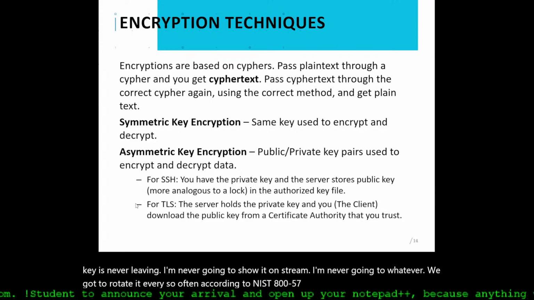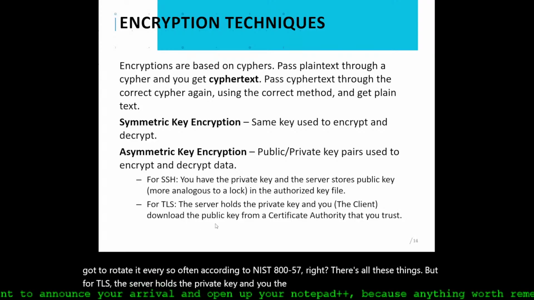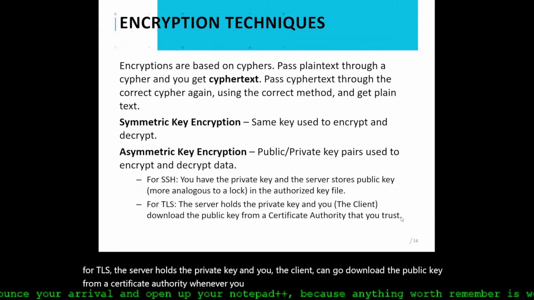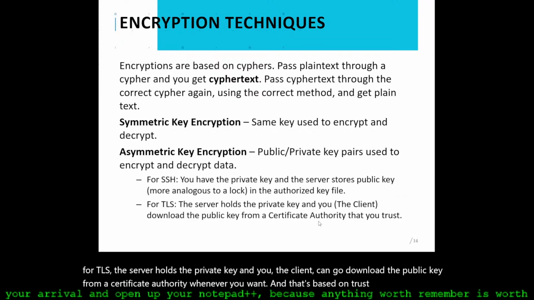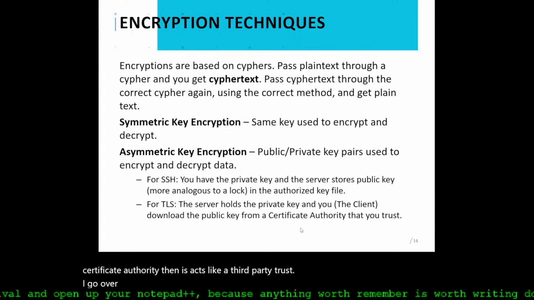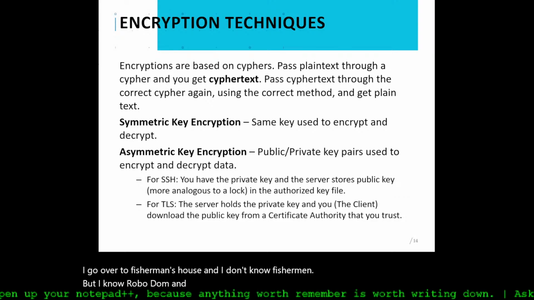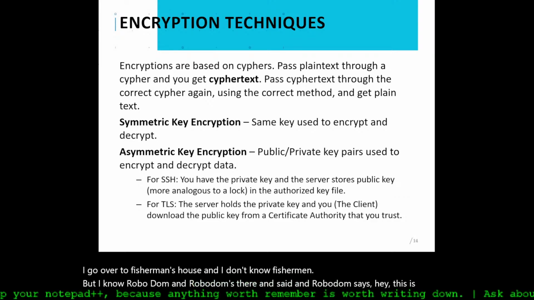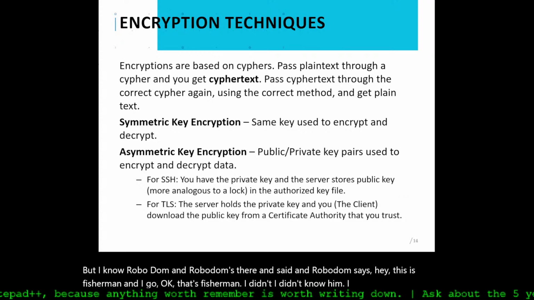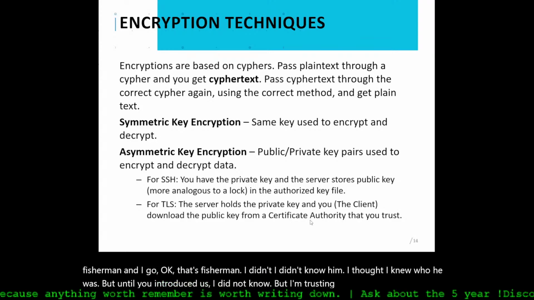There are all these things. But for TLS, the server holds the private key, and you, the client, can download the public key from a certificate authority whenever you want. And that's based on trust. A certificate authority acts like a third-party trust. I go over to Fisherman's house, and I don't know Fisherman, but I know Robodom, and Robodom's there and says, hey, this is Fisherman. And I go, okay, that's Fisherman. I didn't know him until you introduced us, but I'm trusting Robodom as an authority on who Fisherman is.